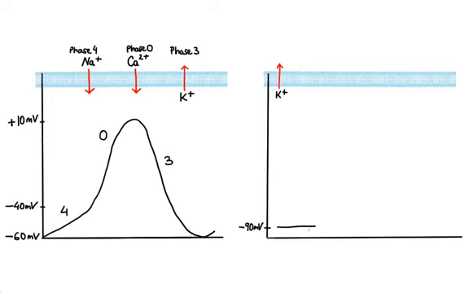This resting phase is referred to as phase 4. Now, when an action potential is triggered in a neighboring cell, the voltage-gated sodium channels open and sodium rushes in, causing a rapid depolarization to about positive 40 mV. This is referred to as phase 0.